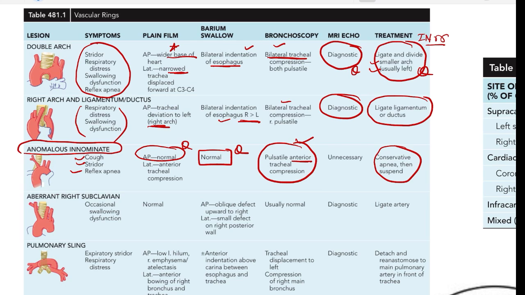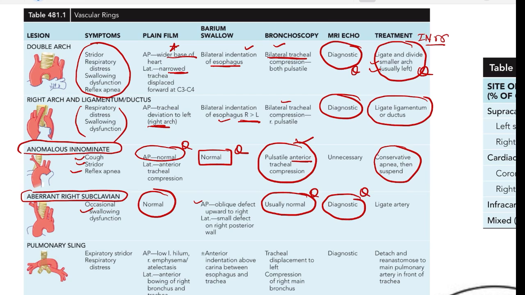Another entity is aberrant right subclavian artery. In this condition, no respiratory symptoms will be seen. Occasional swallowing difficulties will be there, but bronchoscopy is normal. Plain film will not show any abnormalities. Plain film will be normal. AP view on barium swallow shows an oblique defect upward to right. MRI echo is also diagnostic of aberrant right subclavian artery. The treatment is simple, ligate that artery.